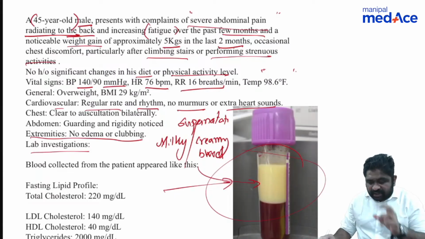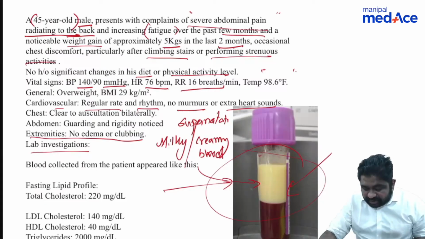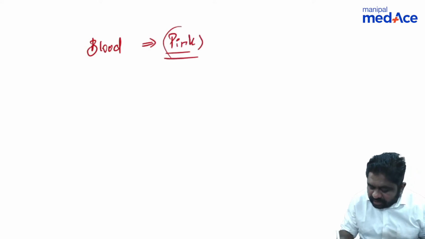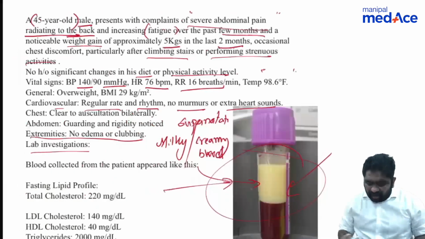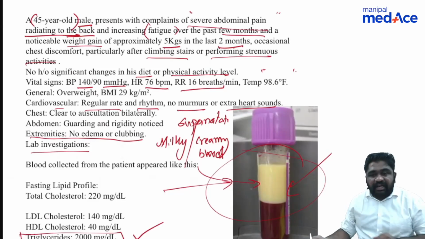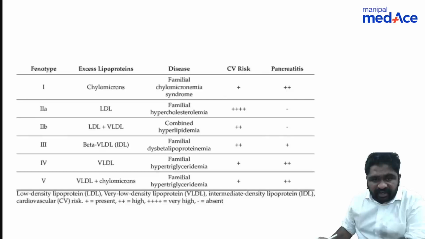In some questions, they will say creamy blood is accumulating. In some areas, they will say the blood is pink in color. And this is because of excess amount of chylomicrons in nature. Now, have a look at this. Here, they are proving that the triglycerides are 2000 milligrams per deciliter. It is a case of hyperchylomicronemia or hypertriglyceridemia.